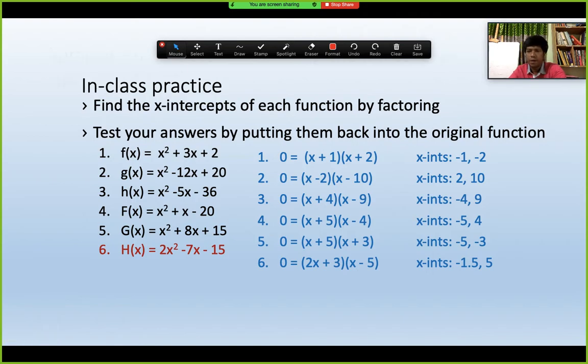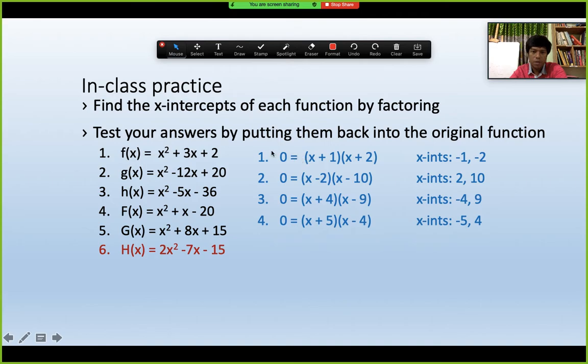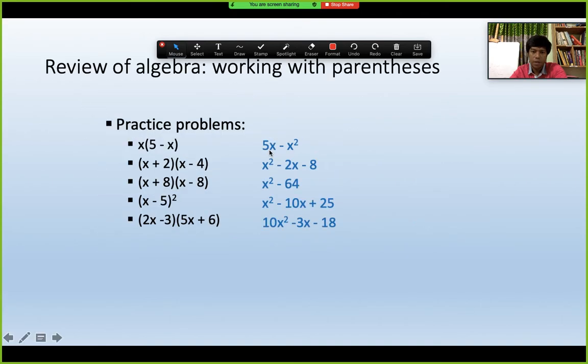Okay, so these are the solutions, and this is one. Let me go back and connect it. So this is one important thing to notice: when you have x and 5 minus x, or x plus 2 and x minus 4, this kind of thing represents the x-intercept.